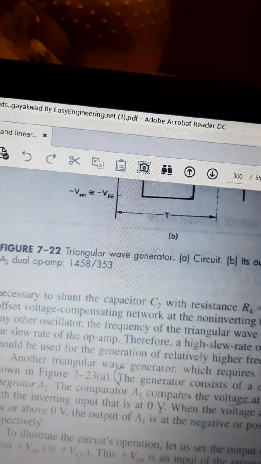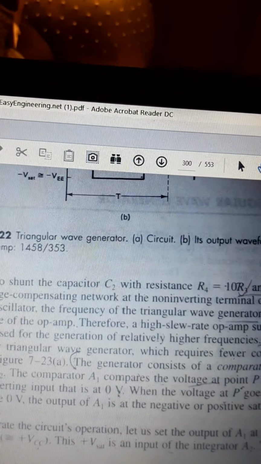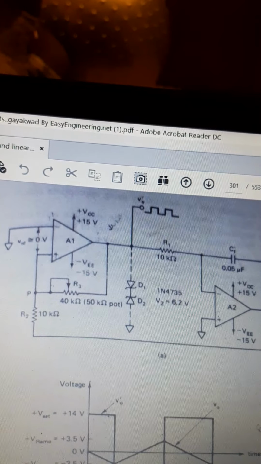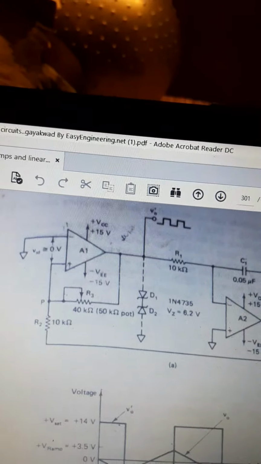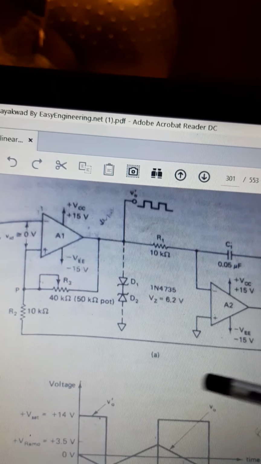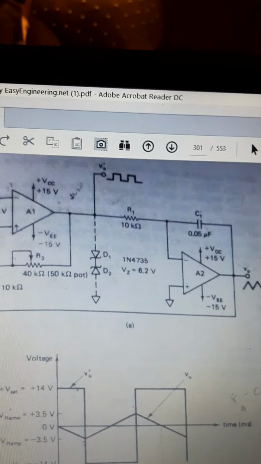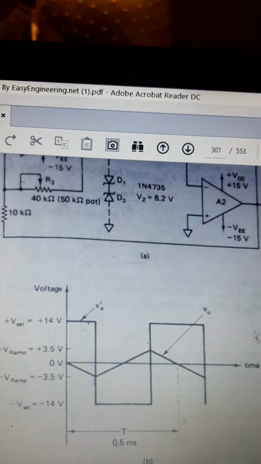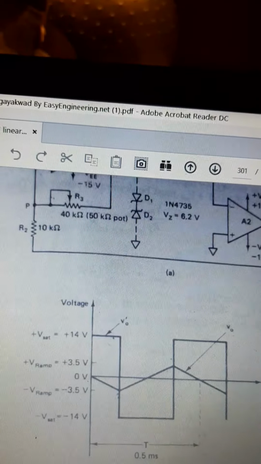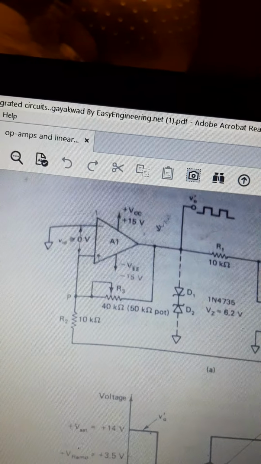Now another triangular wave generator which requires fewer components is shown in the figure. This is also a triangular wave generator. It uses fewer components. The first one is a comparator and the second one is an integrator. The waveform is the same as the previous one, and you are getting a triangular wave. So it is easier.